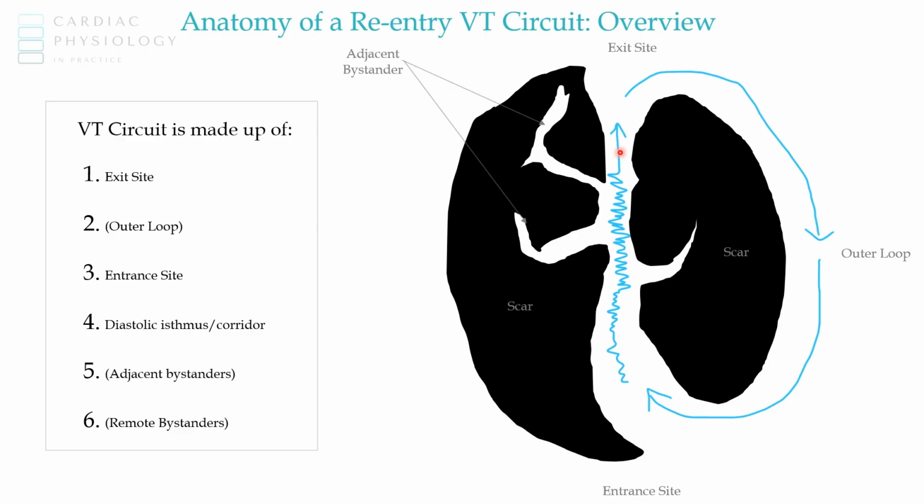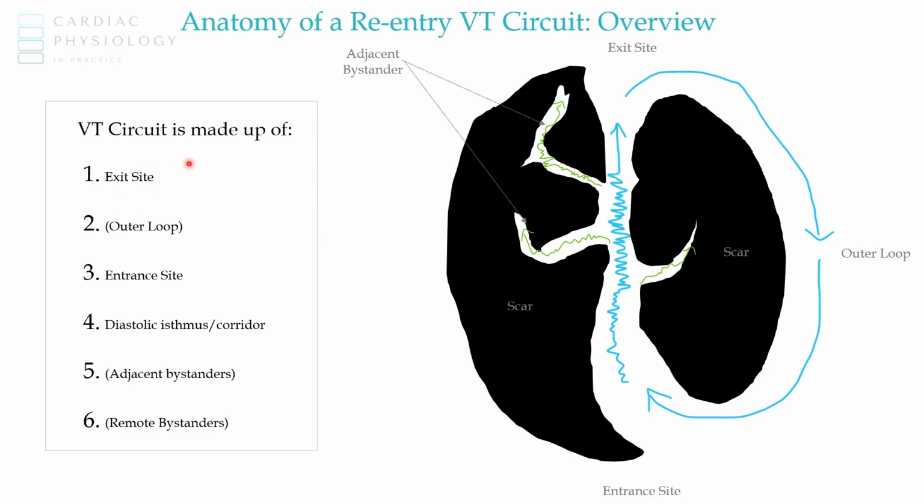Isthmus just basically means corridor. And so there's this corridor of surviving but probably very diseased myocytes between these islands of scar. So you get some slow conduction there. And then depolarization exits the scar, and that's called the exit site. And then outside the scar region is called the outer loop, because this outer loop is not really constrained by scar tissue. And you also have these regions called adjacent bystanders, and these adjacent bystanders are regions that are within the scar and I guess electrically adjacent to the diastolic isthmus, but don't actually participate as part of the VT circuit.